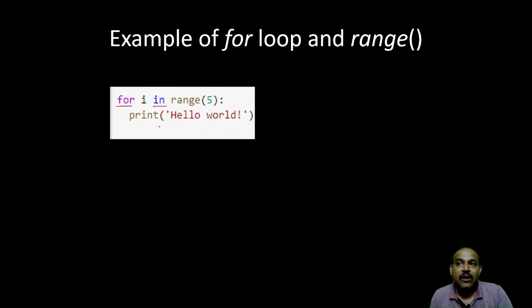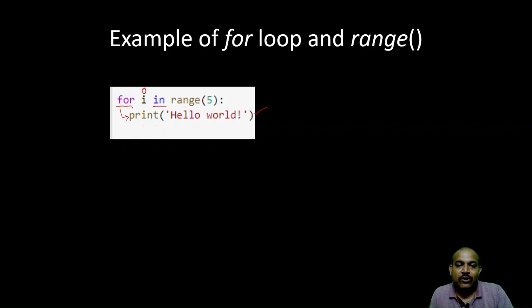Now let us see how this works. As I said, the default value of i in the for loop is 0. Now, for 0 in range of 5: does 0 come in the range of 5? Yes, it does. Therefore, it will enter into this loop and print hello world.